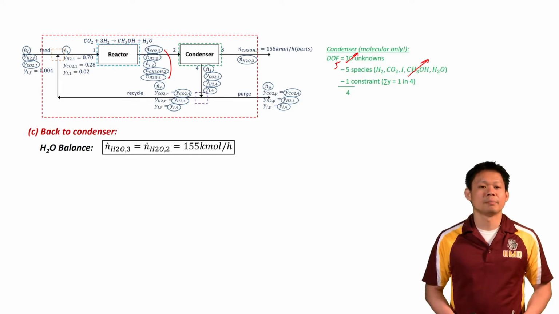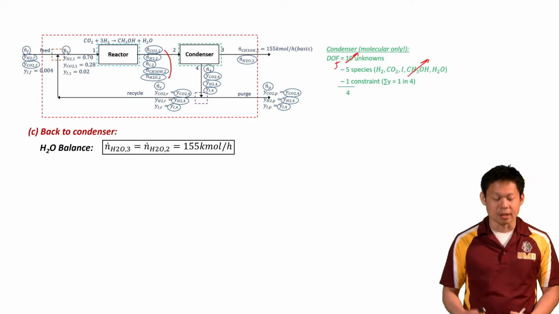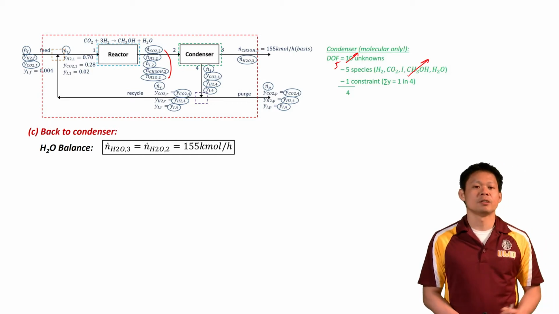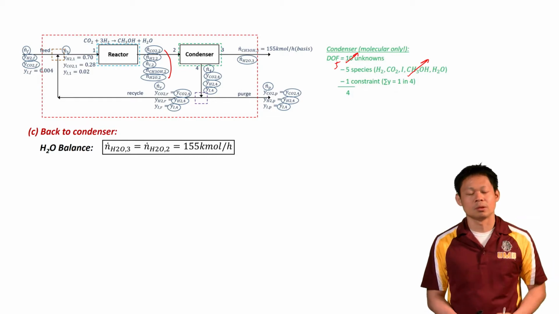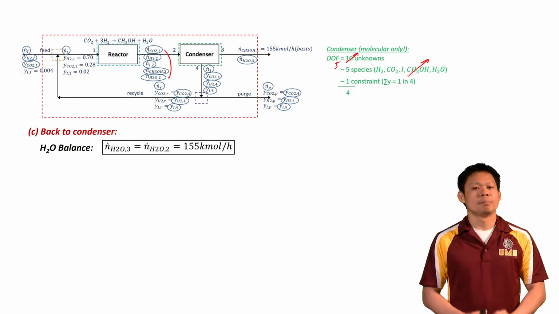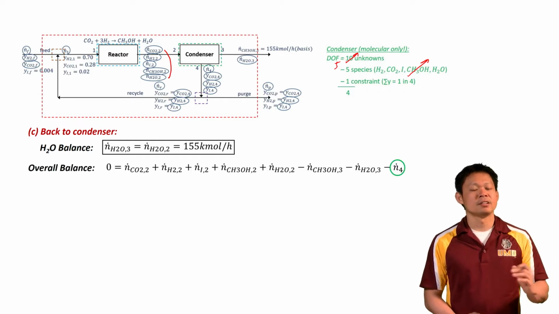So we're going to start with the water balance. That's the easy one. In is equal to out. So we know 155 kilomoles per hour coming in, and we have 155 kilomoles per hour coming out. After that, because stream 4 is labeled in terms of mole fractions, you're starting to couple a lot of these unknowns. But because this is a non-reactive system, I said that in a non-reactive system, always think about doing an overall balance. So let's do an overall balance.